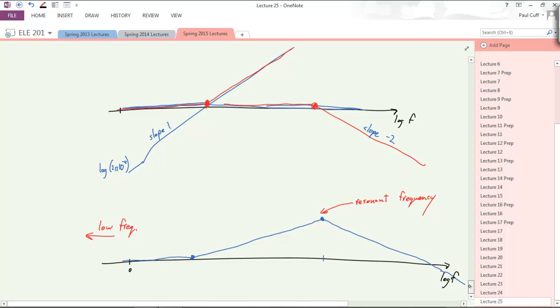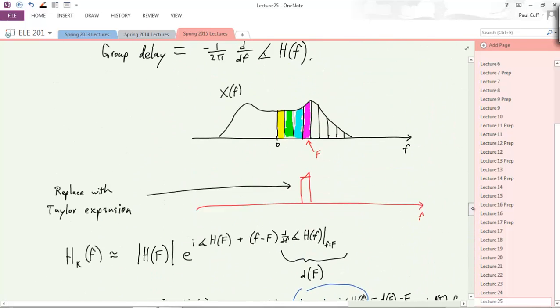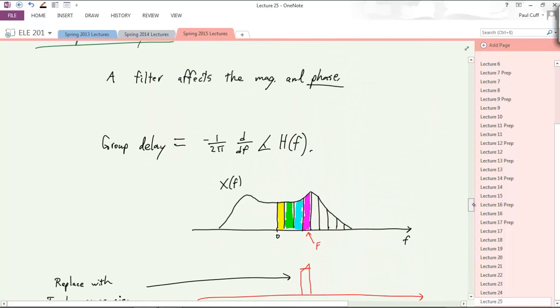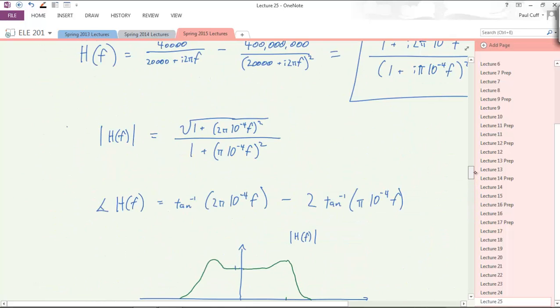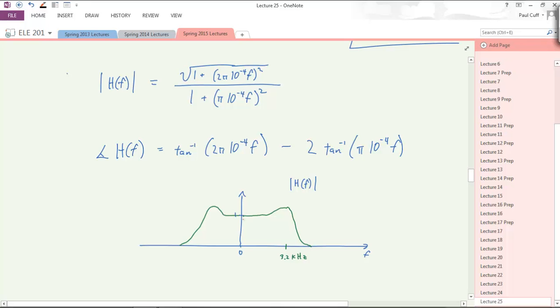So this does correspond with the picture I had up here. The only difference was in this picture, I don't have a log scale in either direction. Okay, but it should match up.